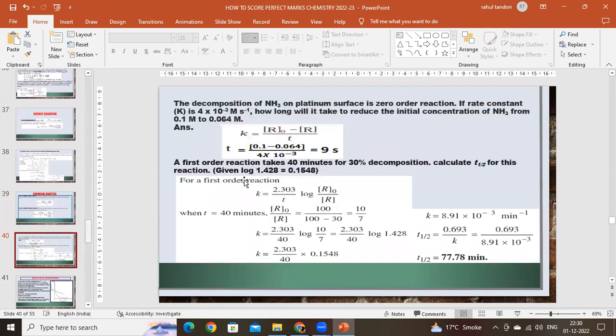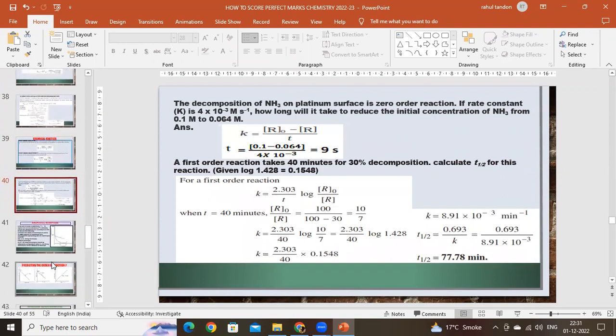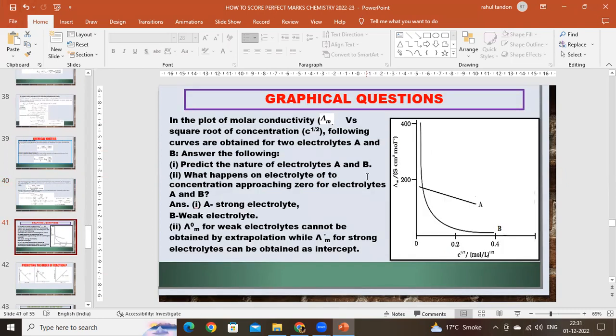So I'm not going to take up in detail the questions from the Nernst equation. Now the next is numericals from kinetics, where of course from zero order and first order the questions can be asked in the form of numericals, right? Next, these are the graphical questions. Graphical means strong electrolyte and weak electrolyte graph, which is very, very important, where basically it is asked which is a strong electrolyte, which is a weak electrolyte, and how will you distinguish between strong and weak electrolyte over here.